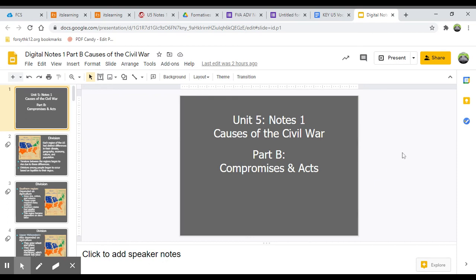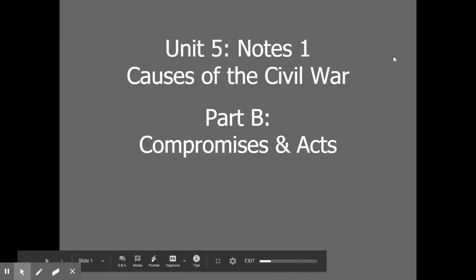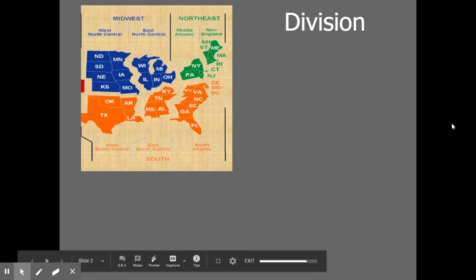And today, what we're talking about is compromises and acts, basically the political, economic, and I guess in some ways, social causes of the Civil War. So let's go ahead and get started.